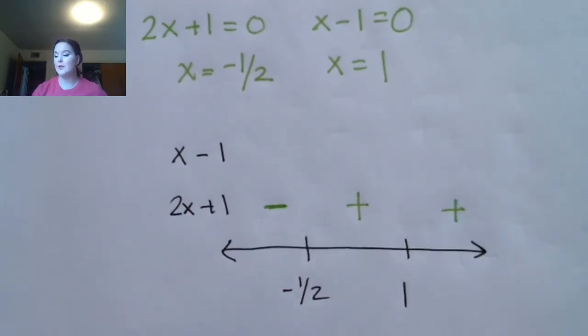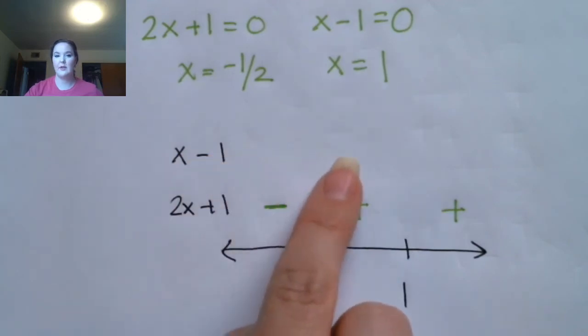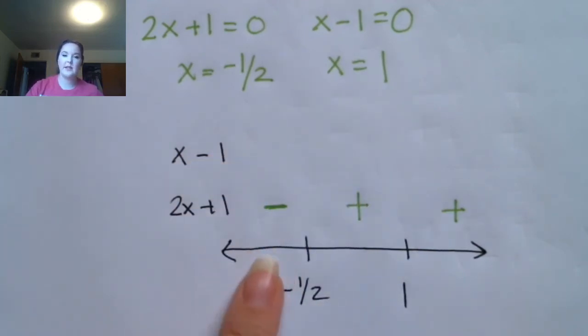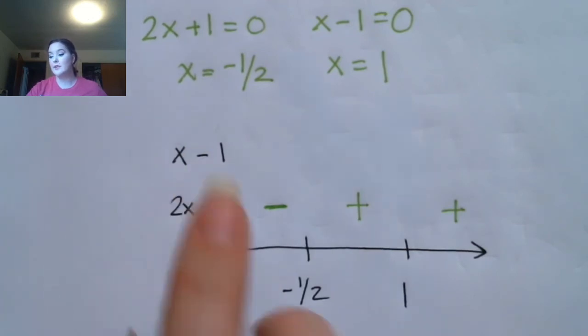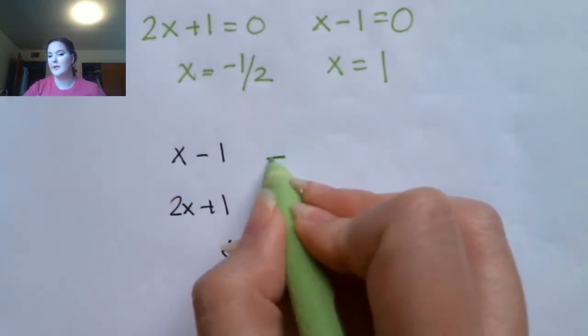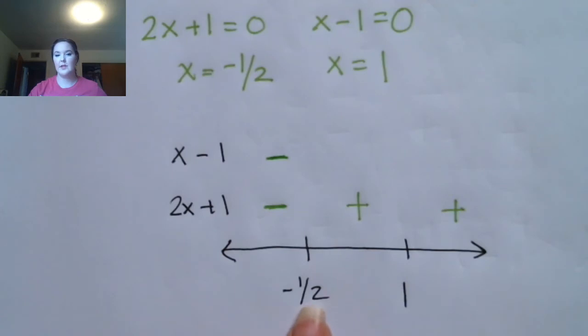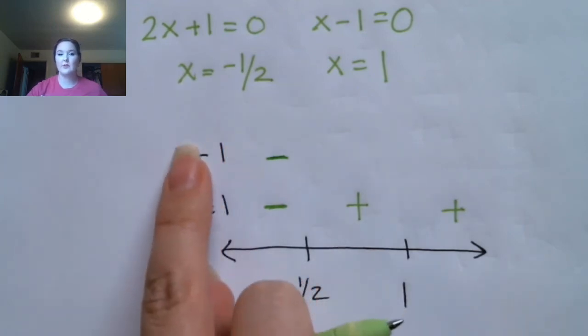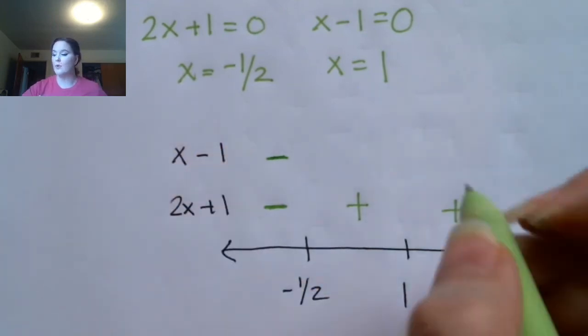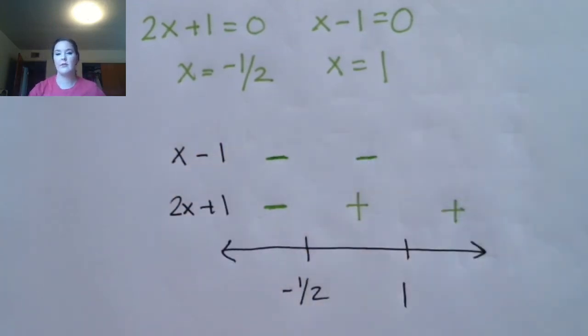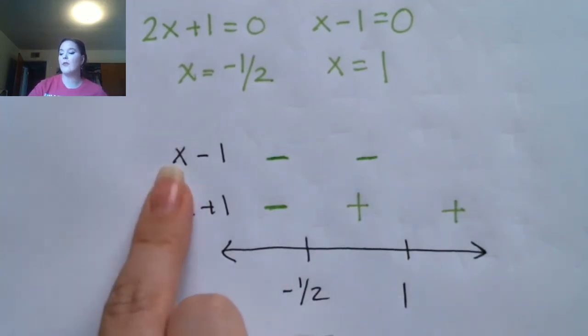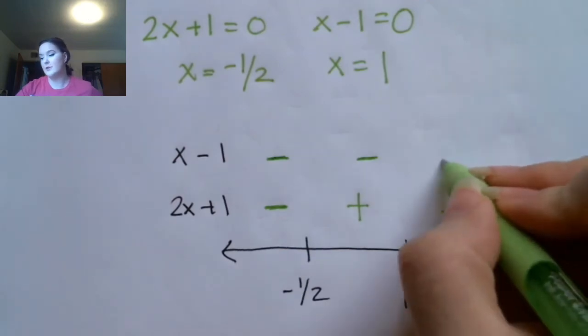Okay, and then I'm going to do the same thing again here. Okay, so I'll pick something less than -1/2, something like -2. -2 minus 1 is -3, right? Negative. Something here, okay, I really think 0 is the easiest thing to plug in this interval. So 0 minus 1 is -1. That's negative. Okay, and then something big like 5. 5 minus 1 is 4, which is positive.